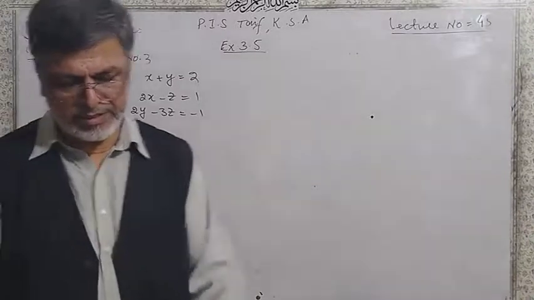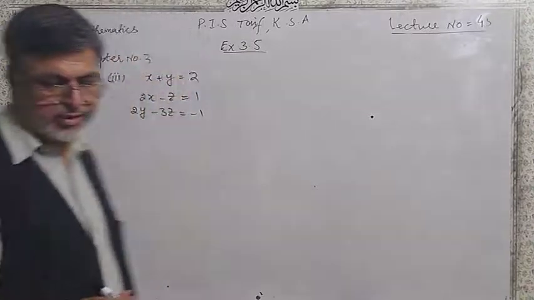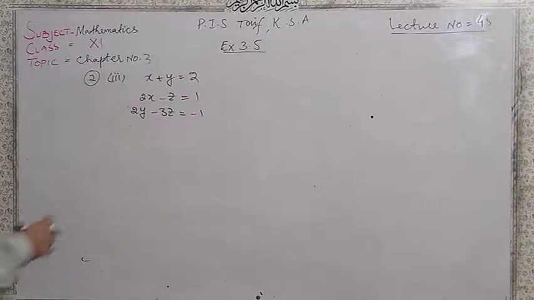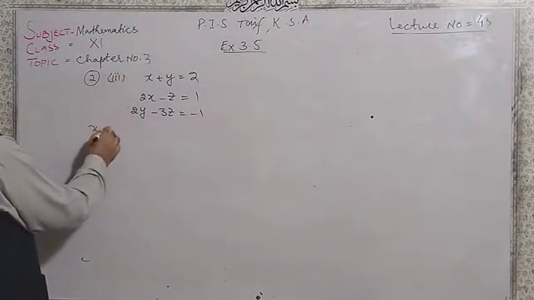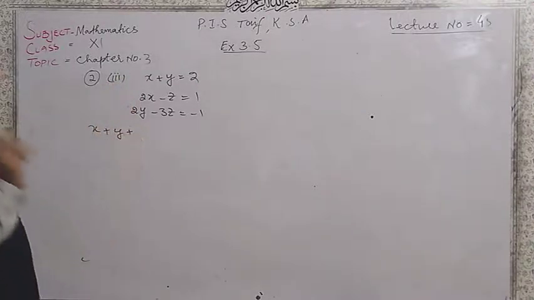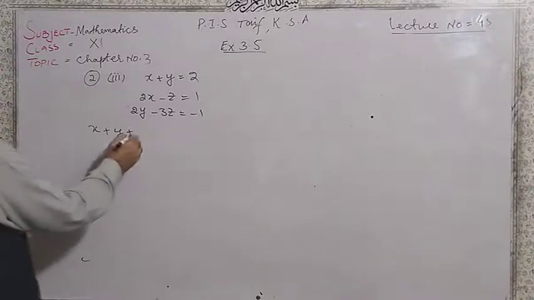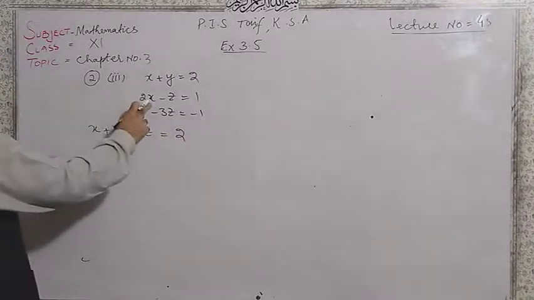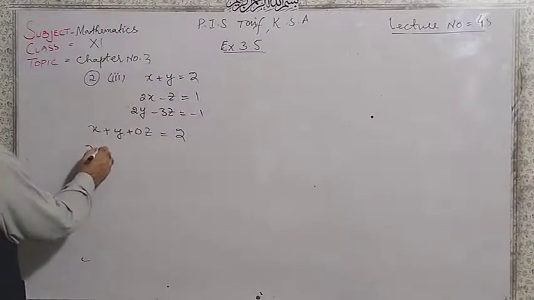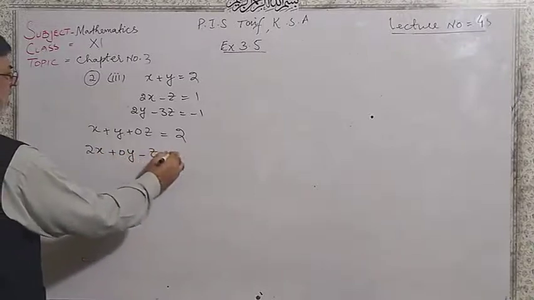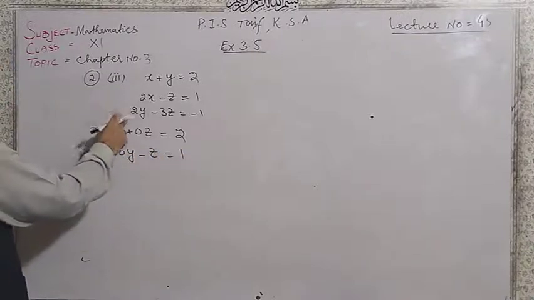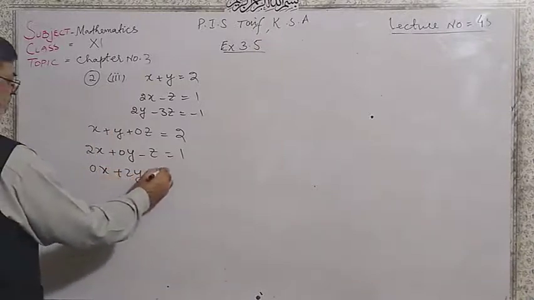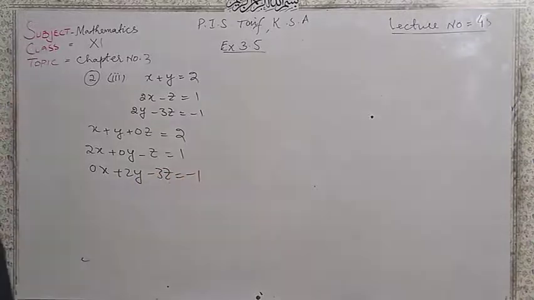First of all, you can check that here z is missing. First of all, we will write down the terms with the missing variables as coefficient 0. So x plus y plus 0z is equal to 2. In the second, y was missing: 2x plus 0y minus z is equal to 1. In the third, x is missing: 0x plus 2y minus 3z is equal to minus 1.